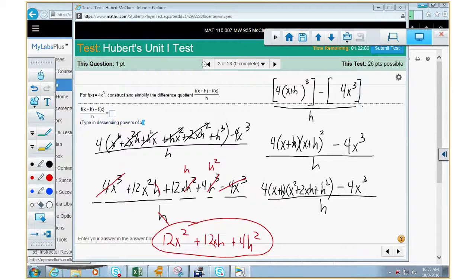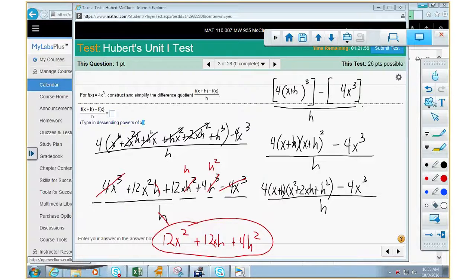That's a test question. Next one. Oh, it is a test question. It's on there. Duh. Forgot. I thought I was still doing homework.